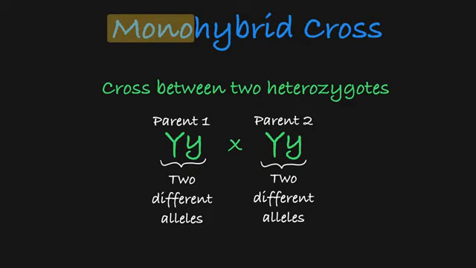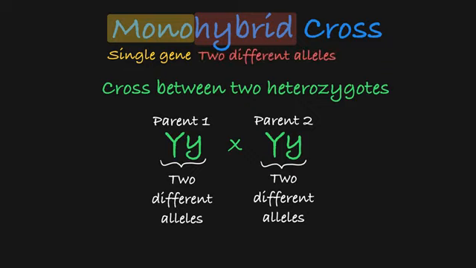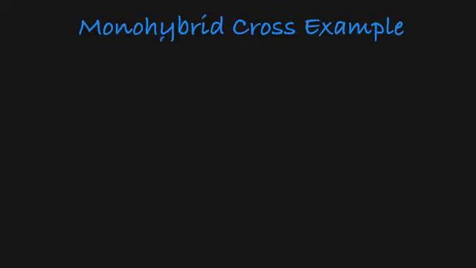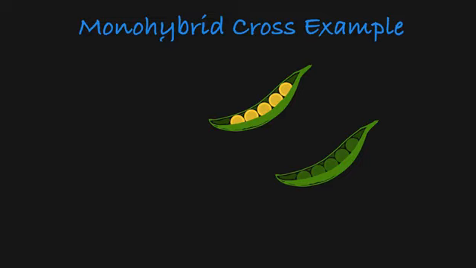In this case, mono, meaning one, refers to the single gene, and hybrid, meaning mix, refers to the fact that each parent has two different alleles. Let's take a look at a classic Mendelian example using pea plants.